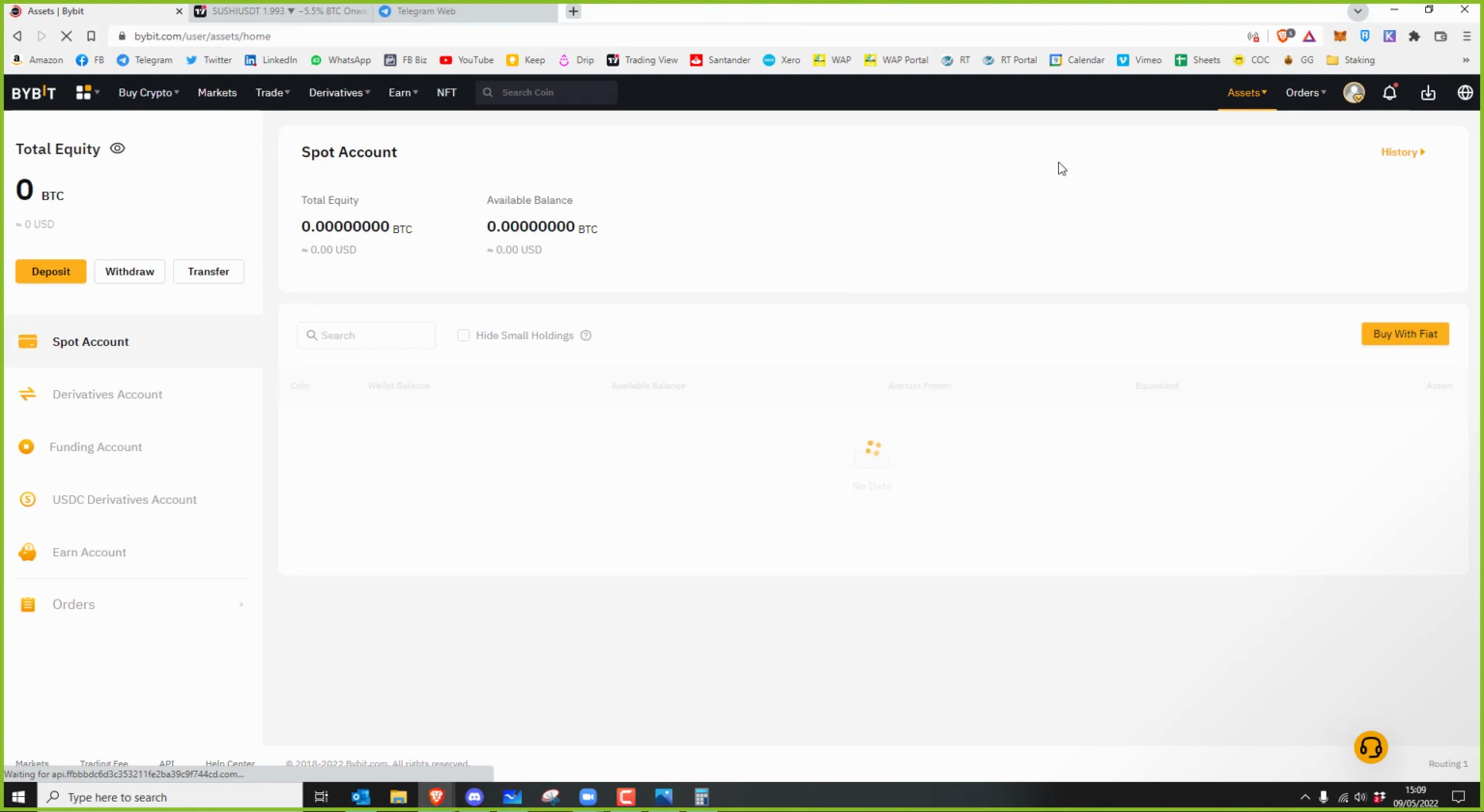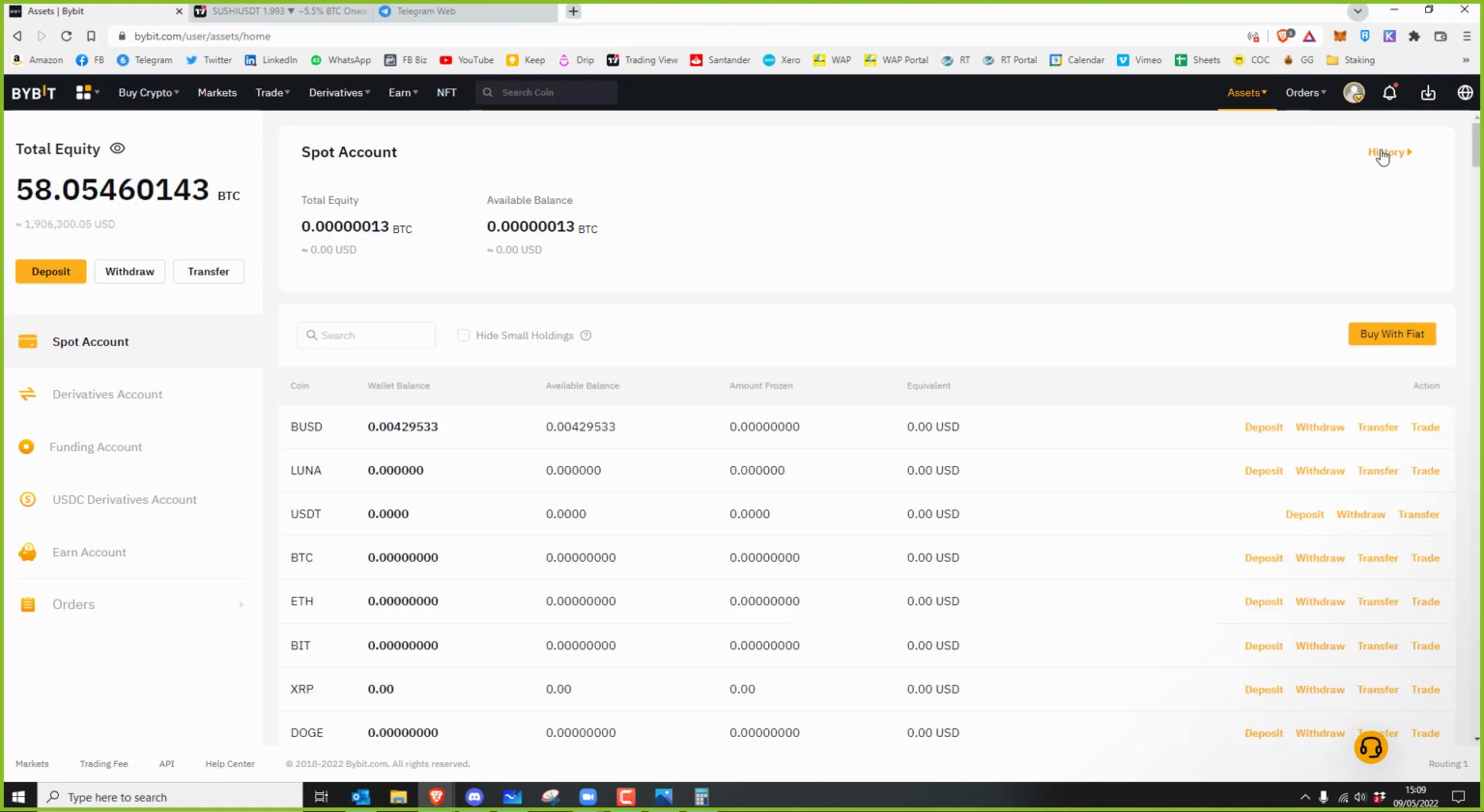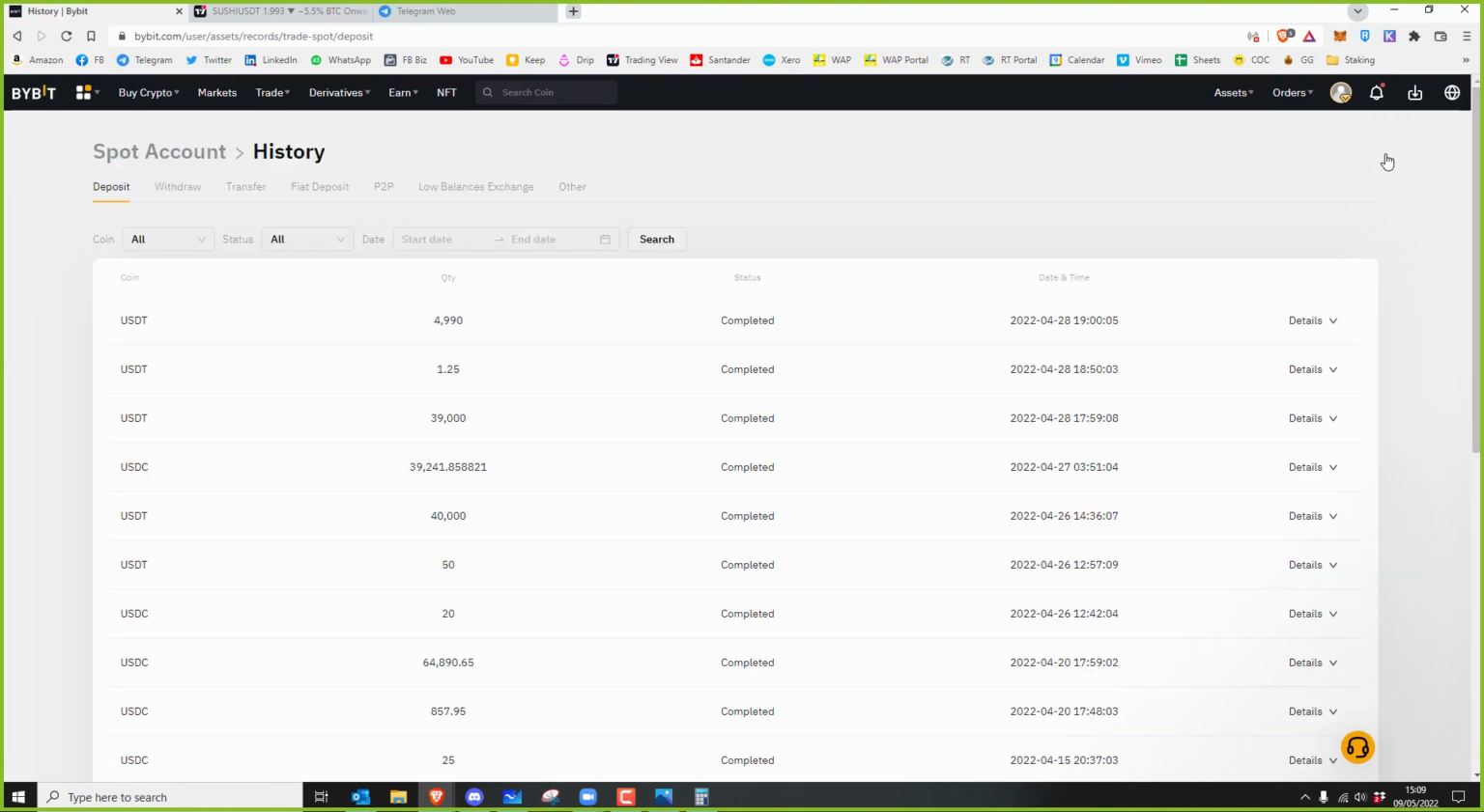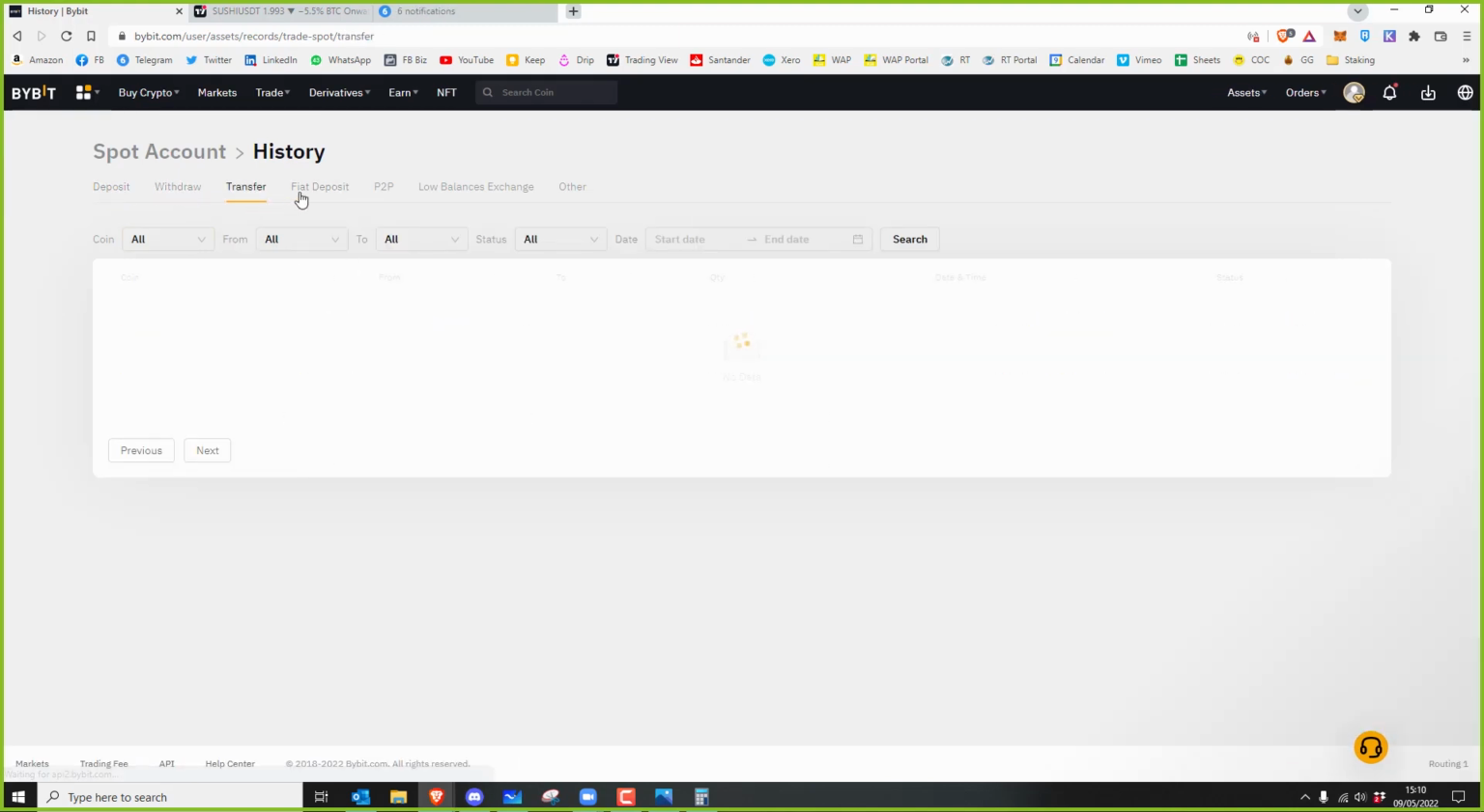Go to your spot account. Then click history. Then you can get account details and all sorts of stuff. So your deposit history, withdrawal history, transfer, fiat, yeah, all sorts of stuff. But in terms of... no, I'm trying to find my closed P&L. Is it here somewhere? One second.